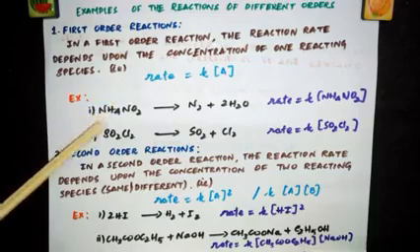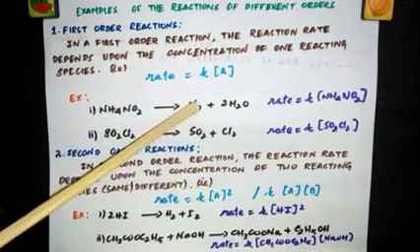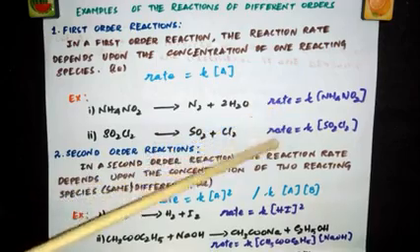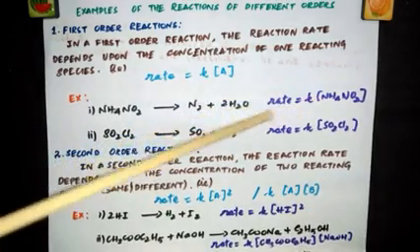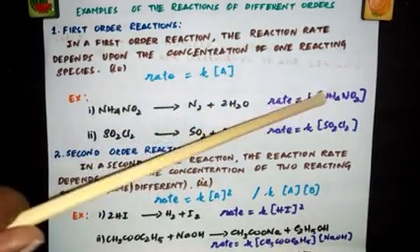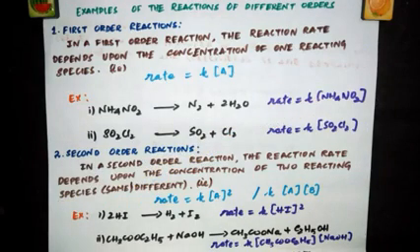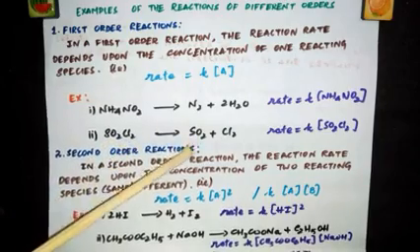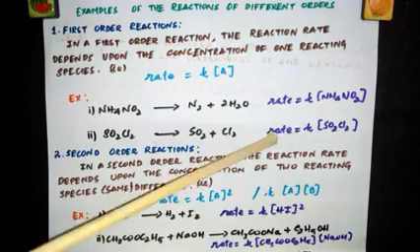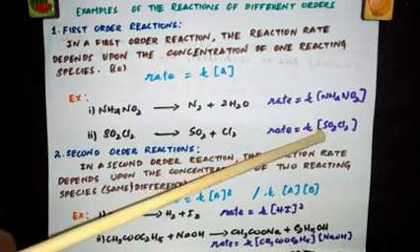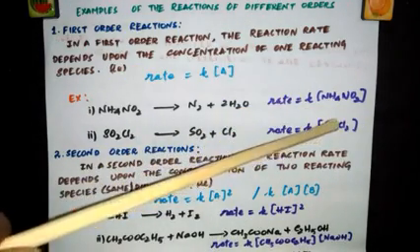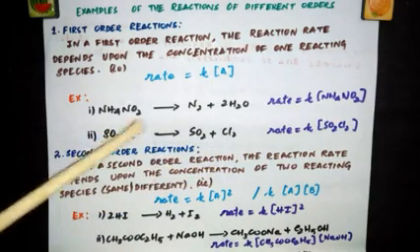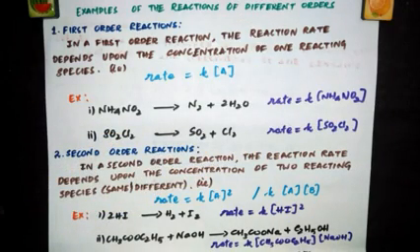I have written two examples here. NH4NO2 giving N2 + 2H2O. Rate is equal to k into NH4NO2 concentration. So the rate of the reaction depends only on the concentration of one reacting species. Then we call this reaction as first order reaction. And another example, SO2Cl2 giving you SO2 + Cl2. Again, rate is equal to rate constant k into concentration of SO2Cl2. And here also the reaction rate depends upon the concentration of one reacting species. So this comes under first order reaction.